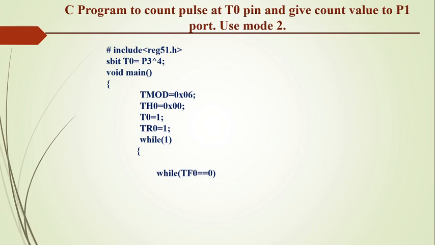We have to count the pulses continuously, so we have used a while 1 loop, and we monitor the flag TF0. While it is 0, we just read the value available in TL0 onto port 2. After rollover, we clear the flag, and it will continue doing this.